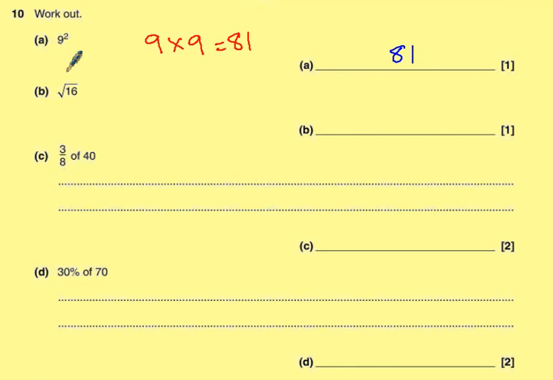Part B. Work out the square root of 16. So we need to know what number multiplied by itself is equal to 16. Well, 4 times 4 is equal to 16. So the square root of 16 is equal to 4.